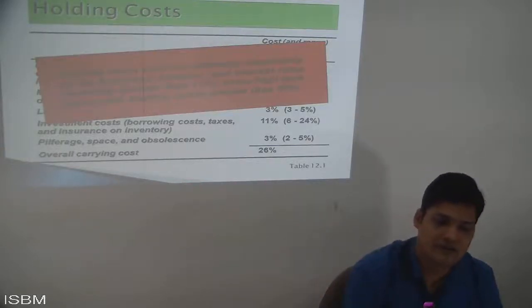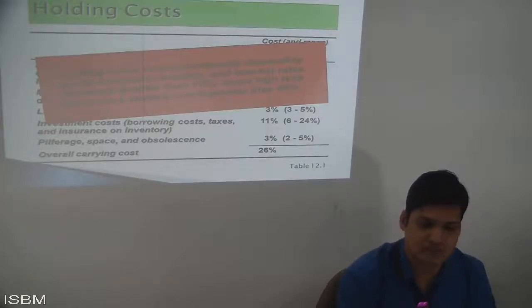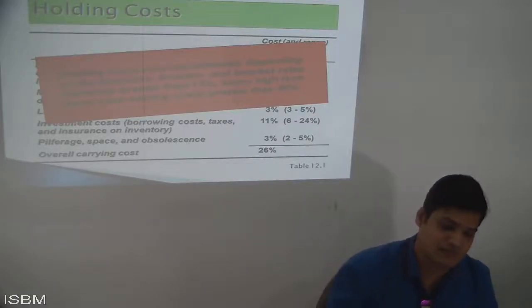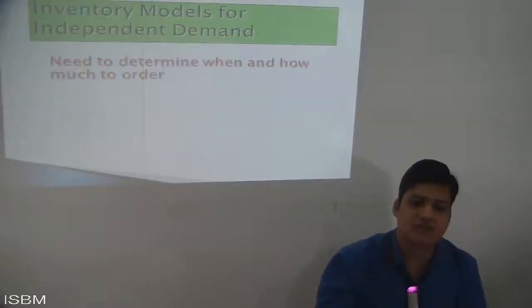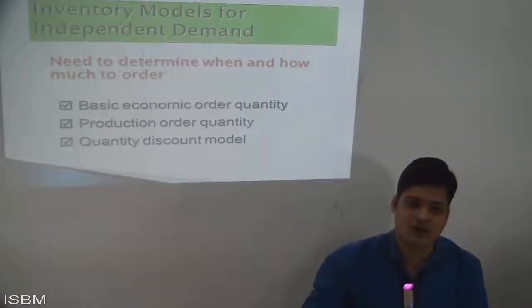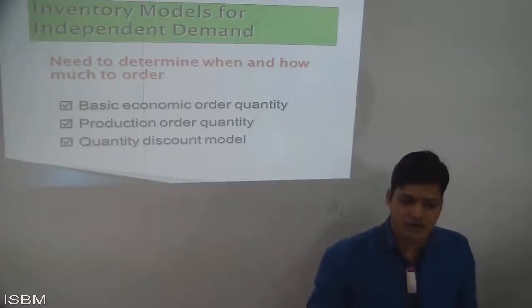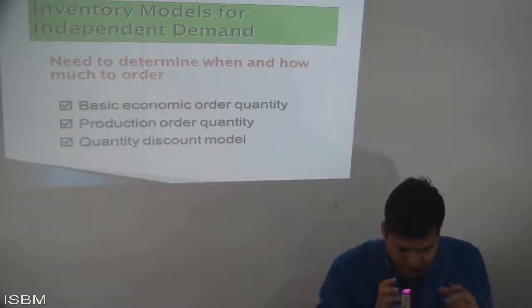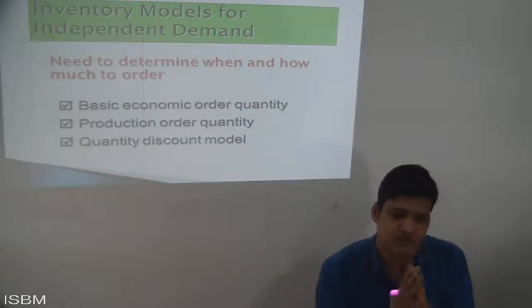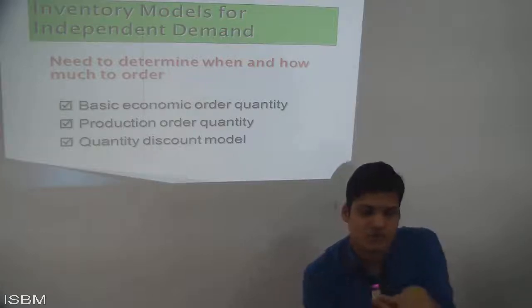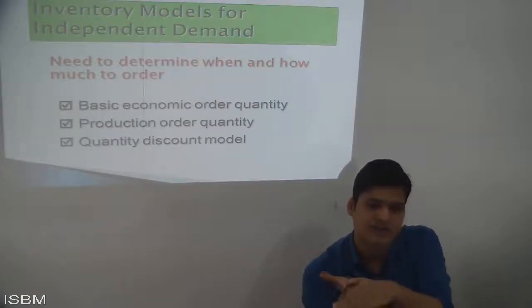Holding cost varies considerably depending on the business location and interest rate. Generally it is greater than 15%. For some high tech items, holding cost is even greater than 50% sometimes. Inventory model for dependent demand: we need to determine when to order and how much to order. Basic economic order quantity, EOQ. Production order quantity: how much production we are doing depends on how much order we are going to give for the production. And the quantity discount model: how much discount we are providing for a particular model. This is also involved for inventory demand.